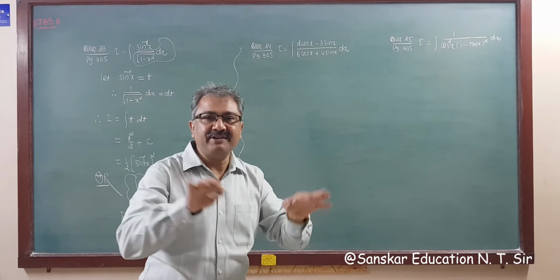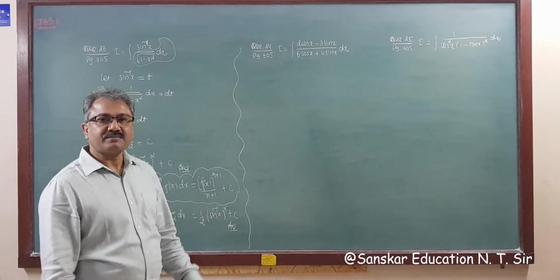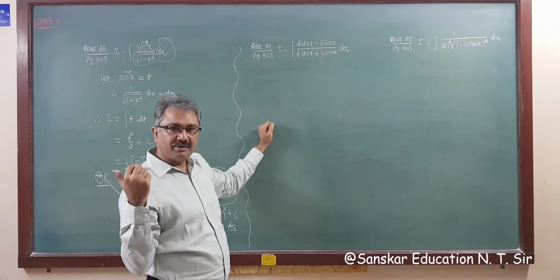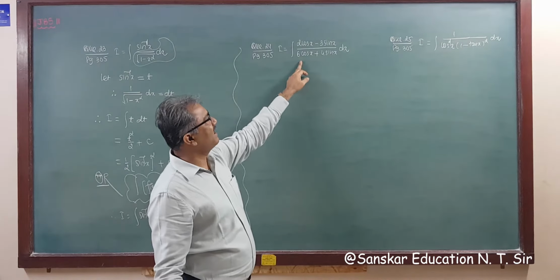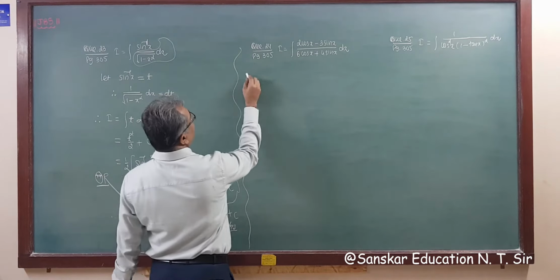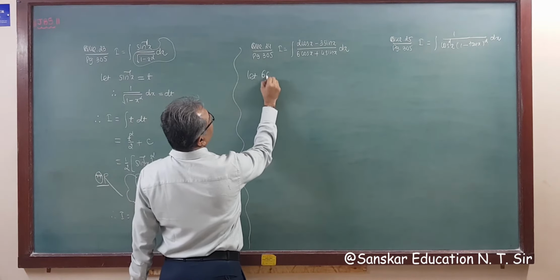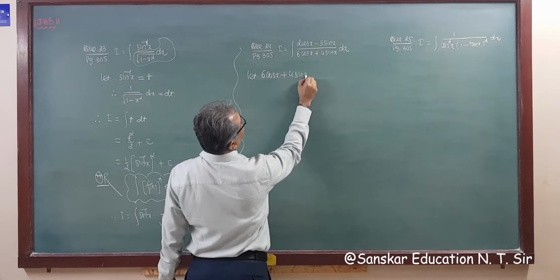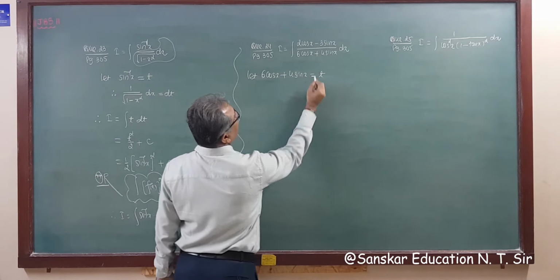but never worry about that coefficient, because we can take the coefficient common, right? So assume this as t. Either you can write it directly, but we are assuming first. So let 6 cos x plus 4 sin x is equal to t.